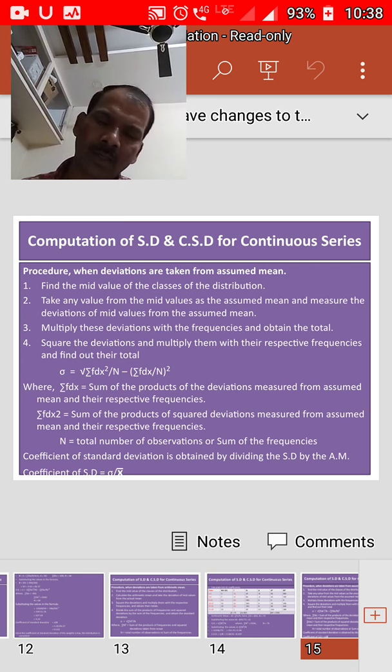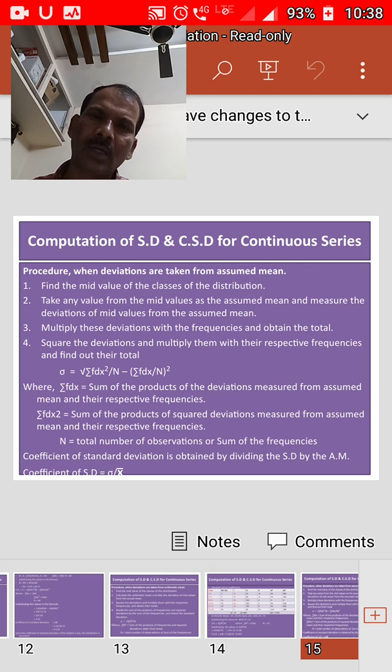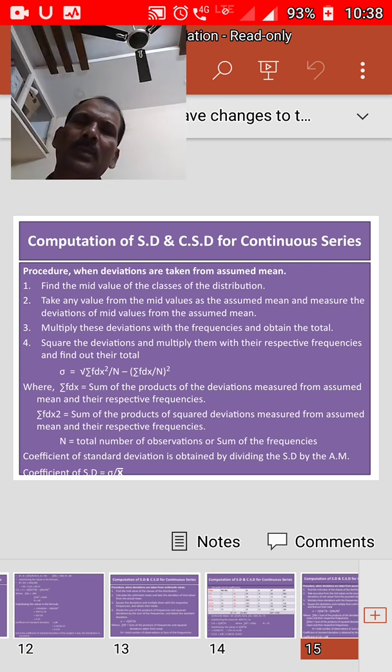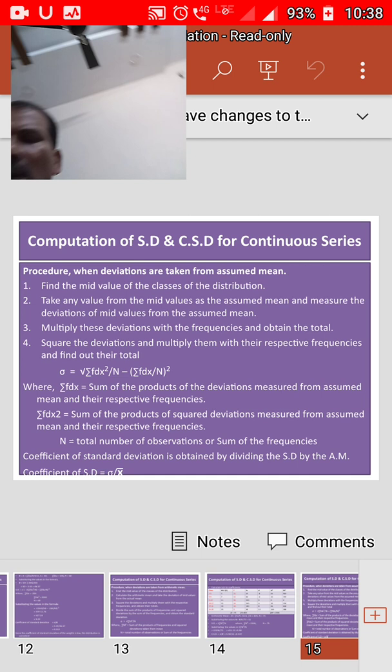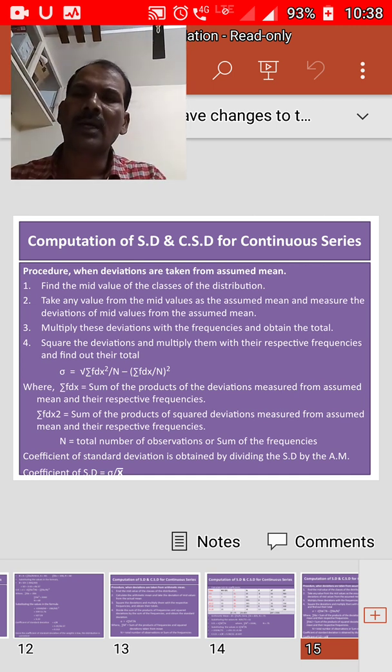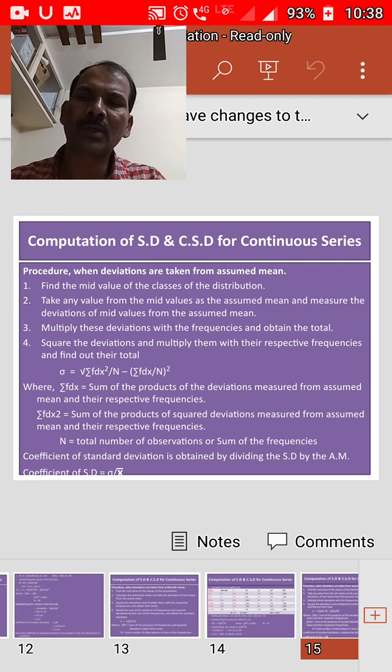Use the formula, that is sigma is equal to under root of sigma fdx square by n minus sigma fdx by n whole square, where sigma fdx is equal to the sum of the products of the deviations measured from assumed mean and their respective frequencies, and sigma fdx square is equal to the sum of the products of squared deviations measured from assumed mean and their respective frequencies.